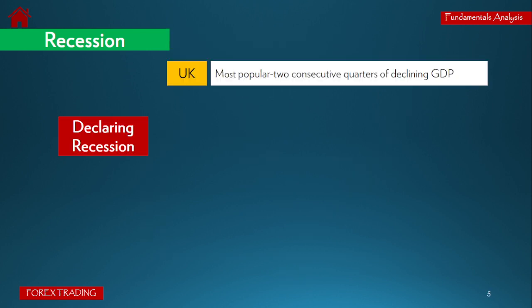So how do we declare a recession? That is the most important question. For example, in the United Kingdom, the most popular criterion is two consecutive quarters of declining GDP, or negative GDP. When it happens, that is where it is declared in the UK that they are in a recession.